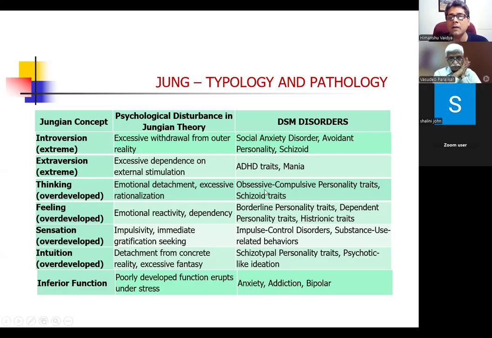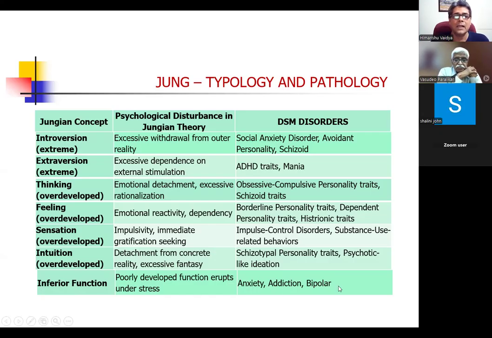Too much of thinking: OCD and schizoid traits. Too much of feeling: borderline, bipolar, dependent or histrionic traits. Too much of sensation: histrionicity, impulse control, substance use. Too much of intuition: schizotypal personality traits, psychotic spectrum. Too much suppression of the inferior function: anxiety, addiction, or bipolar.